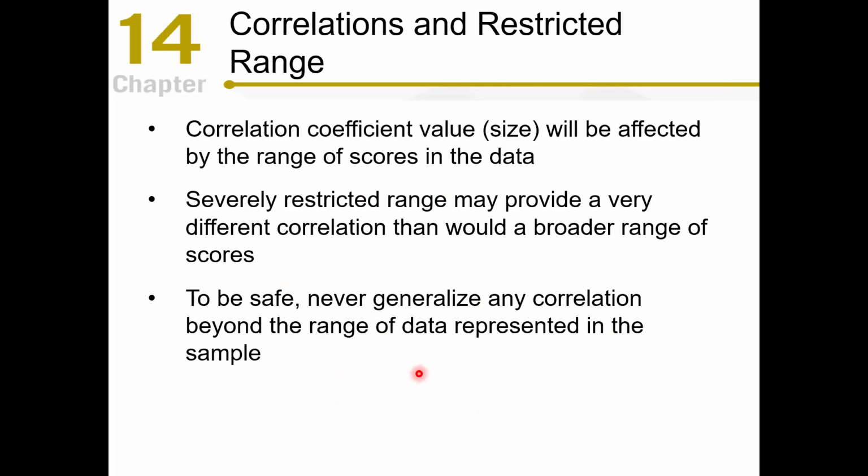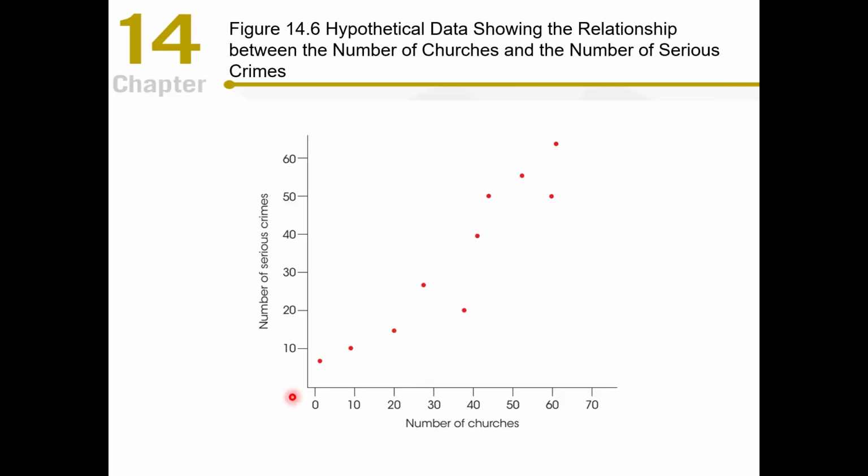Some other things to consider: the correlation coefficient. Again, the value, the size, can be affected by the range of the scores, right? Going back here, you see the range goes from 0 to 70 and 0 to 60. It's a really good range, right? However, think about this.